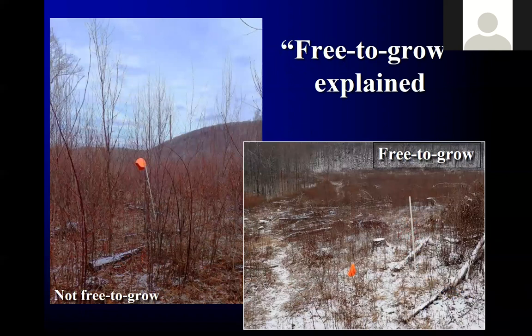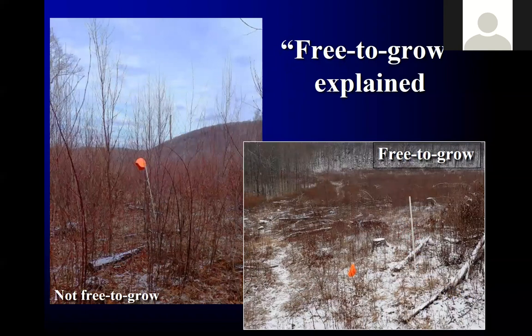So what's free to grow? Well, free to grow is any tree which has at least part of its canopy, some of its leaves, in direct sun. So they're strong intermediates, if you want to think of it that way, codominants and dominants. It didn't matter what size it was. It's what the trees around it were that were competing with it.